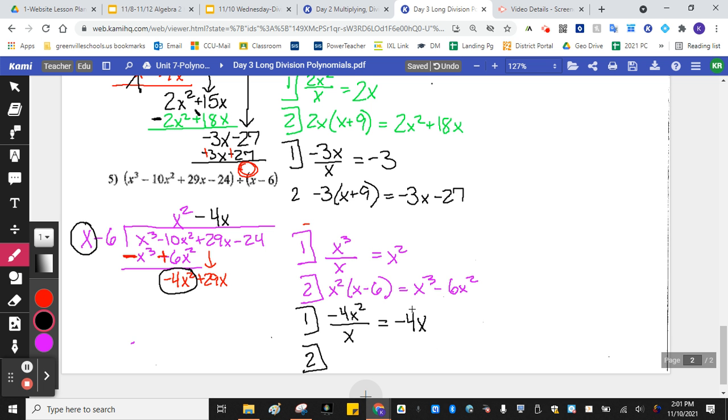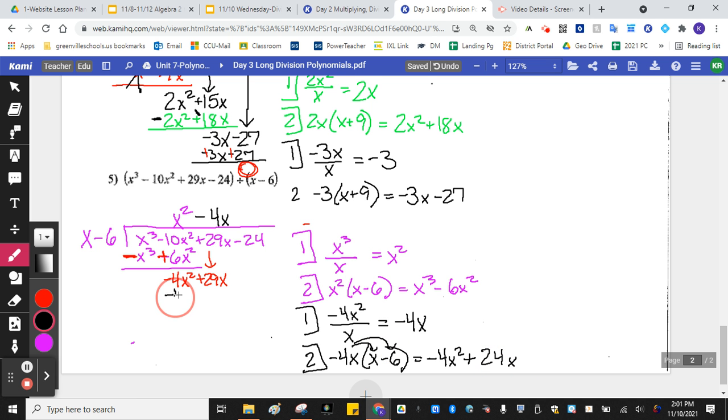And then now what do I do? Do I divide the 29 by x minus 6? Nope, not yet. Now we do what's on top times my divisor. -4x times x minus 6, and we multiply them. So it would be -4x squared plus 24x.